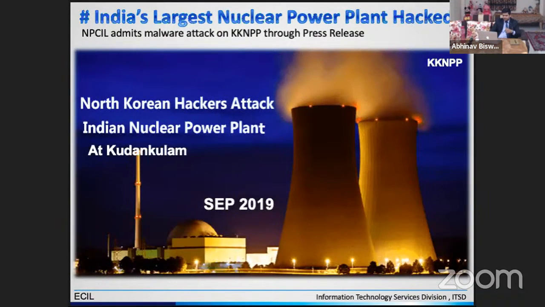Let's talk about India's largest nuclear power plant attack, the KKNPP in Kudankulam. This is run by NPCIL, a sister company of ours; both NPCIL and ECIL are under the Department of Atomic Energy. This got attacked last year. Now, this was again done by North Korean attackers. They penetrated into the administrative network of this nuclear power plant. They could not do any damage to the nuclear process as such, but they were able to penetrate into our network. And after that, a lot of commotion happened.